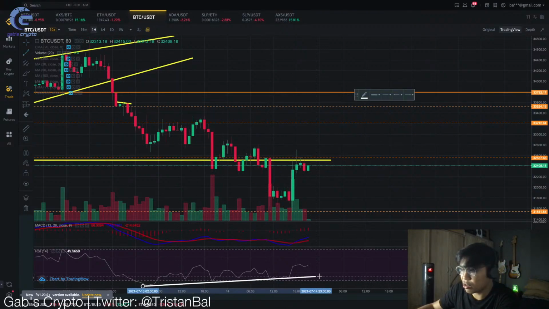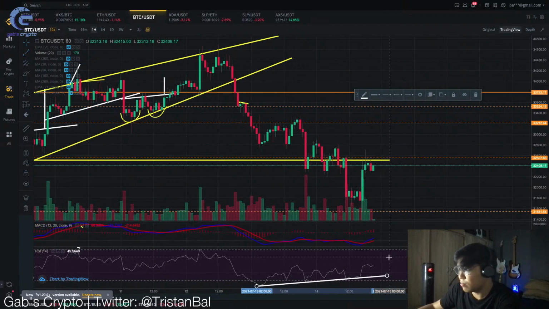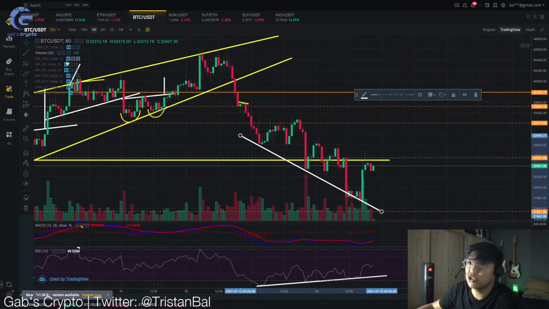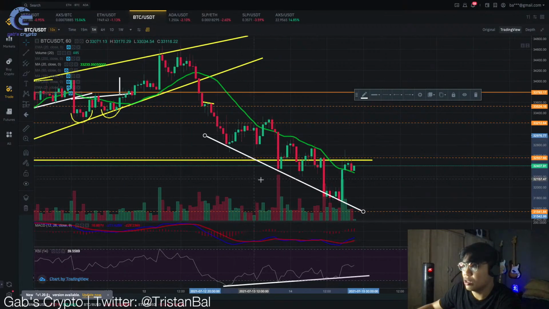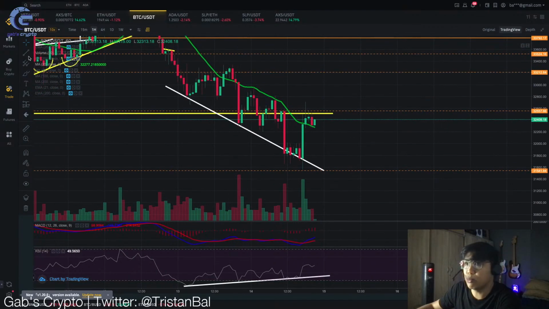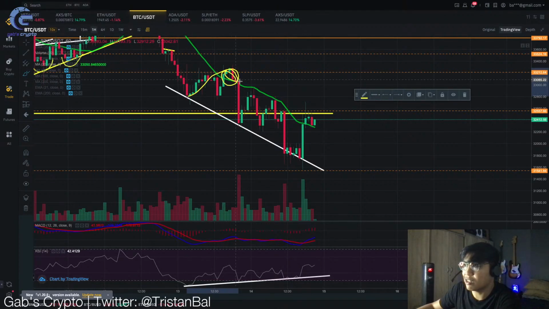Kasi si RSI, tingnan nyo, the RSI is currently increasing while the price is declining. This would indicate na magkakaroon tayo ng trend reversal to the upside. Ngayon, ang kailangan nyo tingnan is yung mga moving average. Kasi tingnan mo, every time na nagta-trend reversal tayo from this bullish divergence, nakakuha tayo ng resistance at the moving average. So, pump, resist, moving average, dump. Pump, resist, moving average, dump.